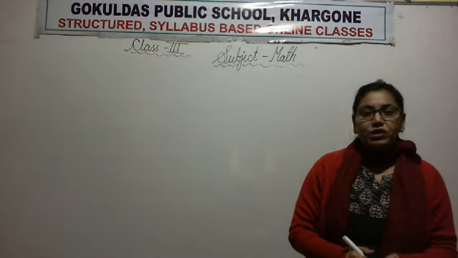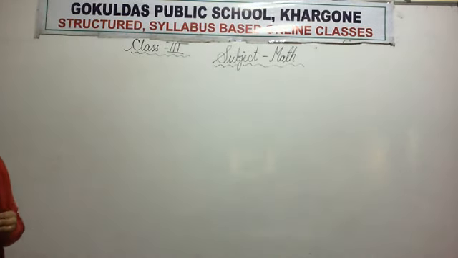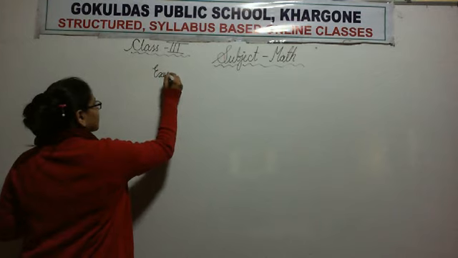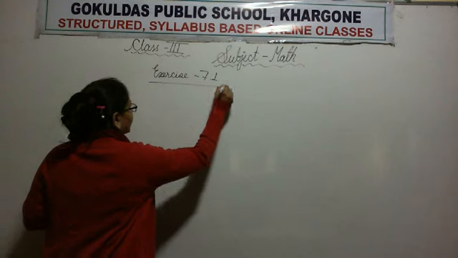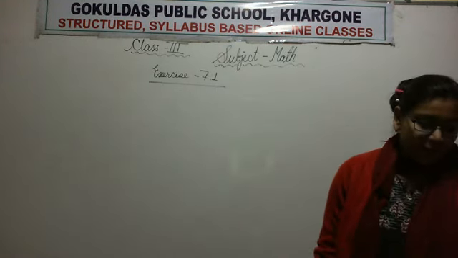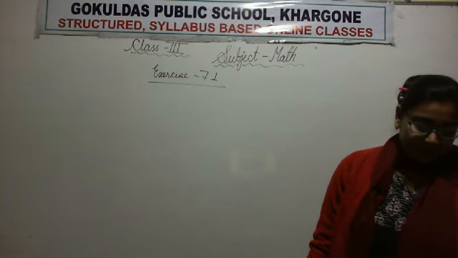Exercise 7.1. So all of you open your notebook. Open your notebook, dear students. We are going to start exercise 7.1. Exercise 7.1. Question number 1 is join the following points by using either a straight line or curved line.